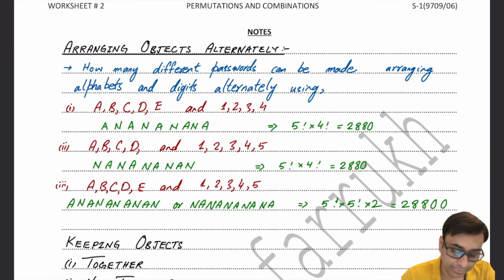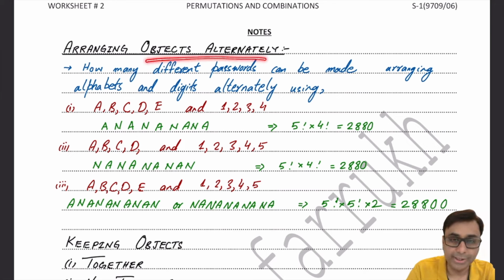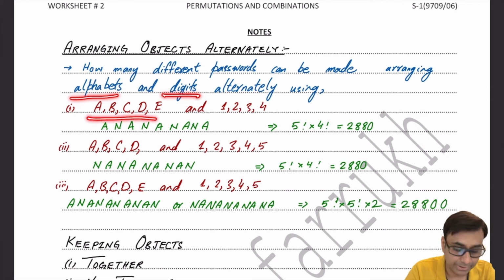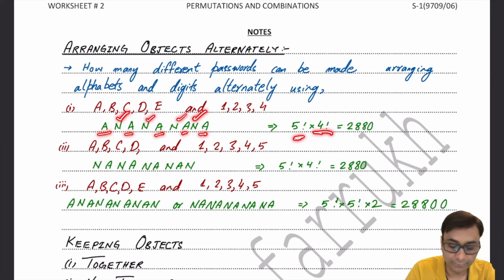Although I have covered it briefly earlier as well, there are situations where you have to arrange objects alternately. For example, you have to arrange alphabets and digits, like A, B, C, D, and E, and 1, 2, 3, and 4. If you have to arrange them alternately, these are going to be alphabets, and these 5 alphabets can be arranged in 5 factorial ways, and these 4 are going to be numbers. That's going to be 4 factorial, and you just multiply them.